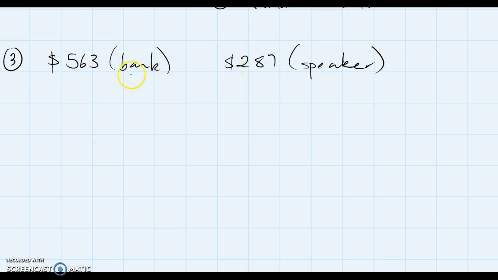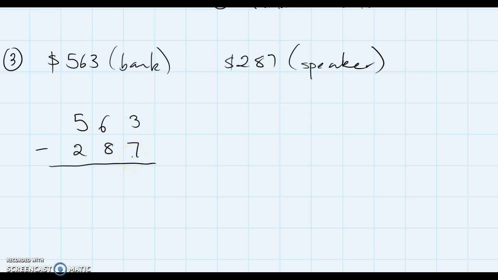Because that's money spent, we need to take away. So 563 take away 287. This is a bit tricky, this one. Okay, so what do we say? Always start off with the ones column, then the tens column, then the hundreds column. Okay. 3 take away 7.